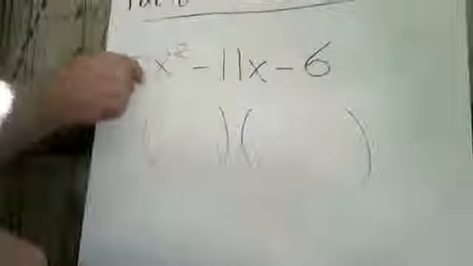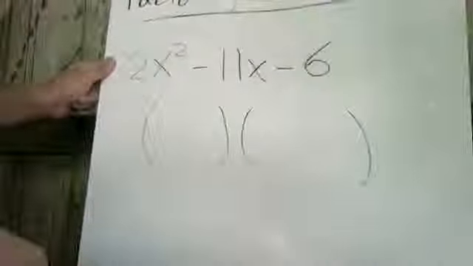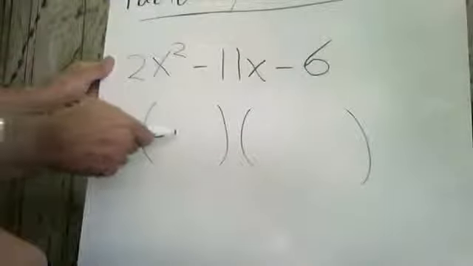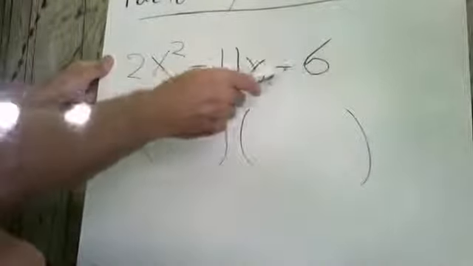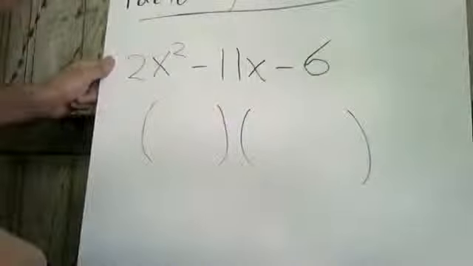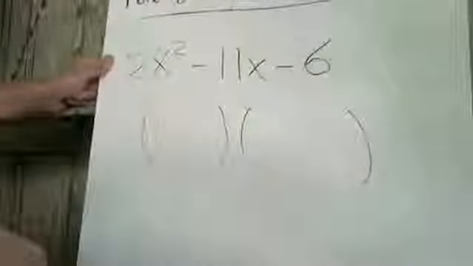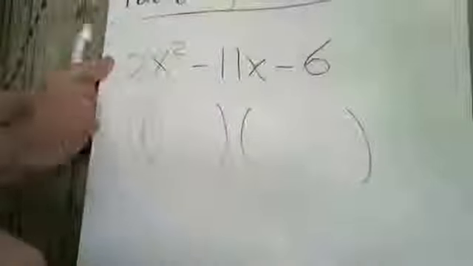Okay, here's the problem. 2x squared minus 11x minus 6. Go ahead and try to factor that by yourself. Remember, it's going to go into two binomials, but beware, that sign and that sign, we haven't dealt with negatives before, so think what that means. Okay, go ahead and give it a shot. Okay, how'd you do?